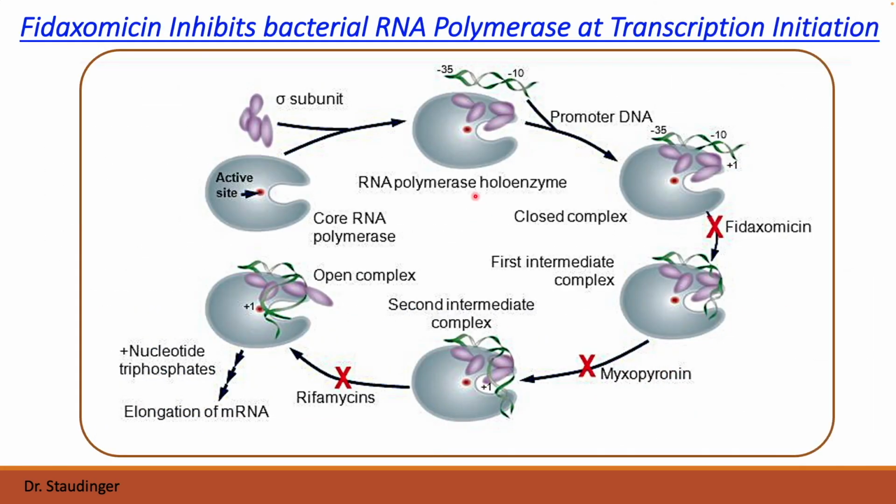RNA polymerase is the target of numerous antibiotics to include fidaxomicin, myxopyronin, and rifamycins. But each of these antibiotics targets RNA polymerase at a different stage of RNA transcription and at a different site in the enzyme.